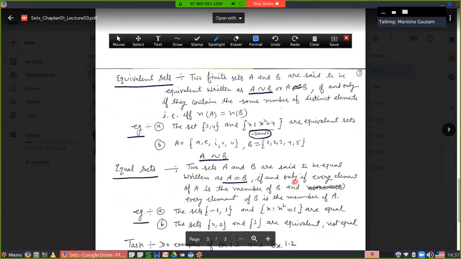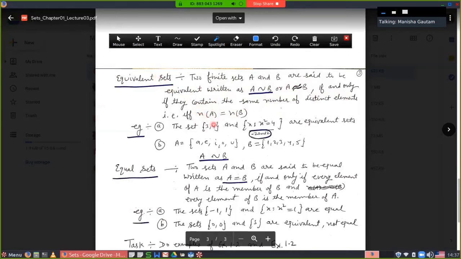Next is the equivalent set. The definition of equivalent sets is about two finite sets. First of all, you have to check whether the sets are finite or not. You can check only in the case of finite sets. Two finite sets A and B are said to be equivalent, written as A ~ B. The equivalent sign is this one, or two signs like this are written. A is equivalent to B if and only if they contain the same number of distinct elements. If the orders of two sets are equal, then you will call them equivalent sets.